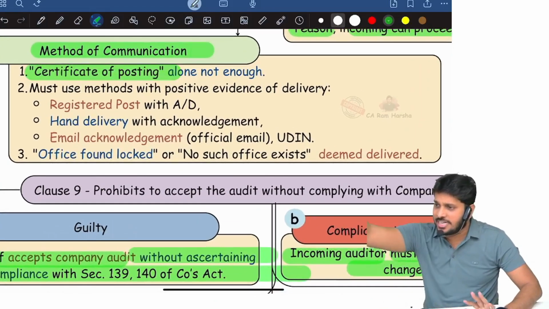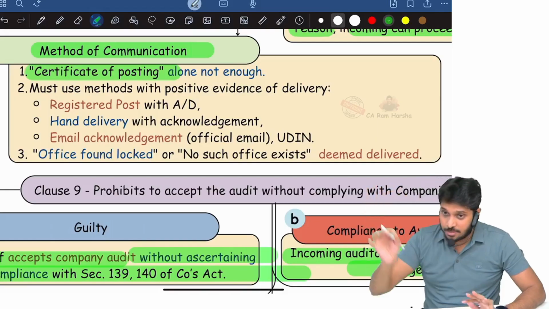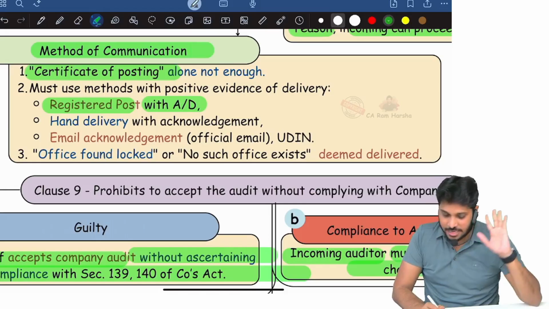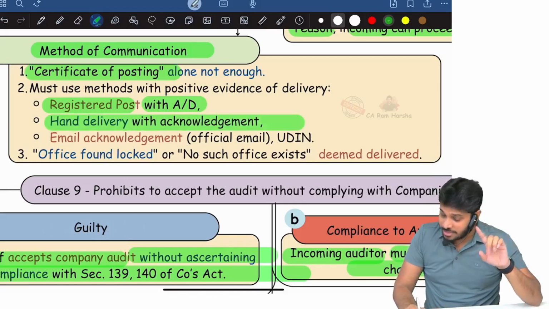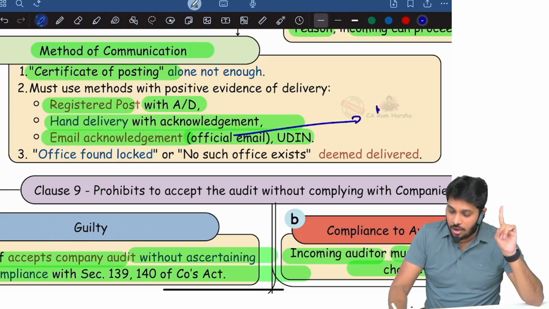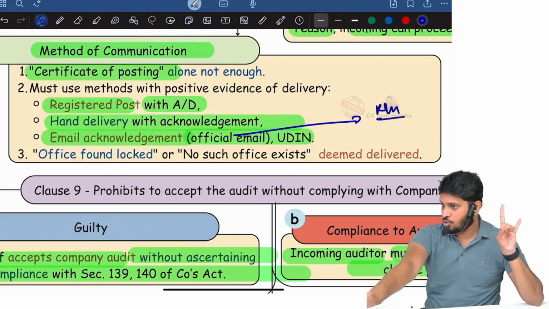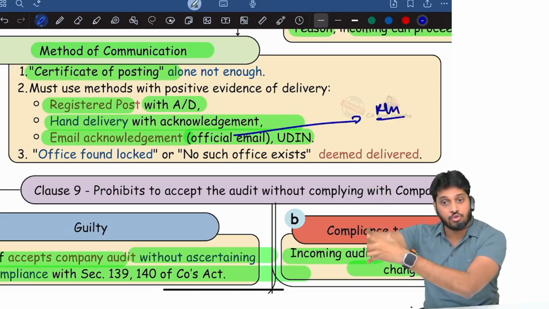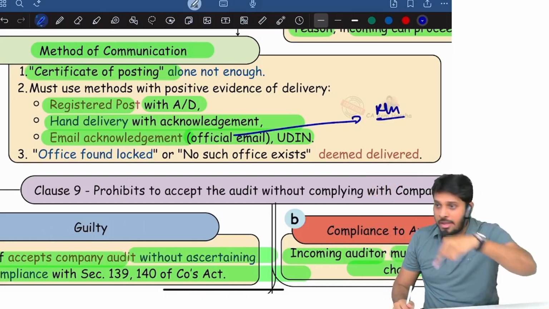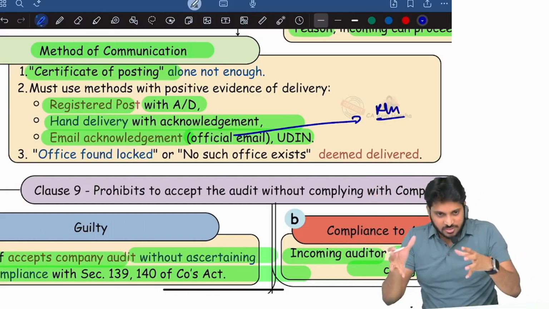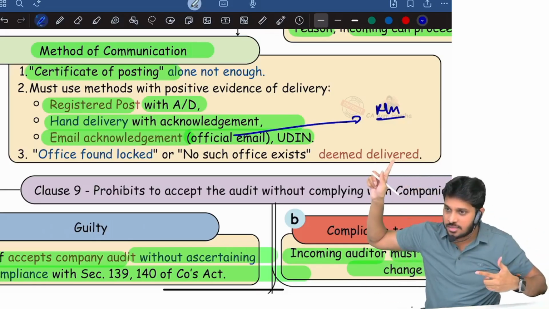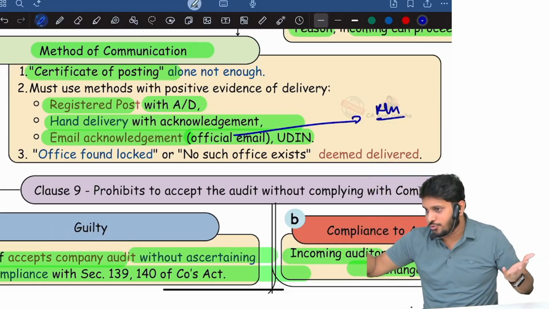Just posting a letter is not sufficient. The posting must be by registered post with acknowledgement due, the RPAD mechanism. Hand delivery is also a permitted method, or email with acknowledgement through official mail. Remember, official mail or registered mail, anything is permitted, no problem. Registered mail means the mail address of the outgoing auditor as per the ICAI records. Official mail means the last known mail. Understood? So with our client, the previous auditor communicated through one mail ID. That mail ID is not registered with the CA Institute. It's okay, no problem. Are you clear?